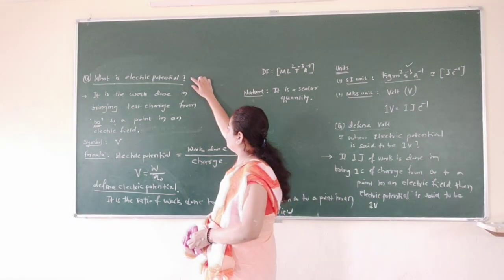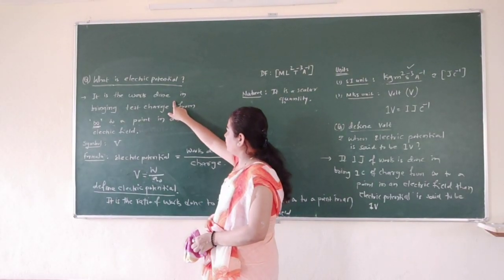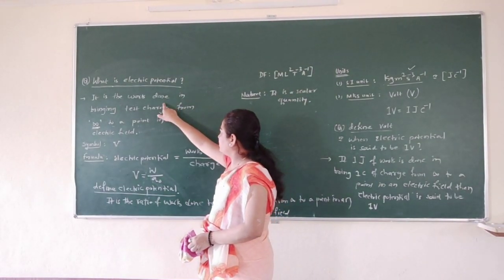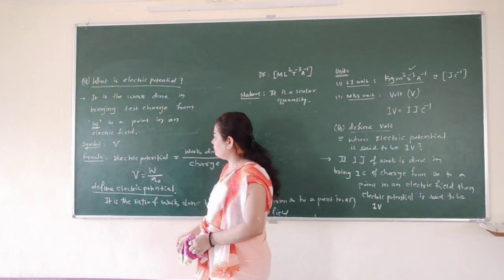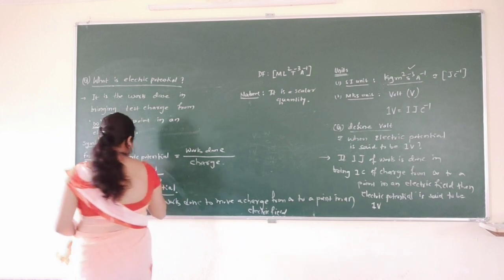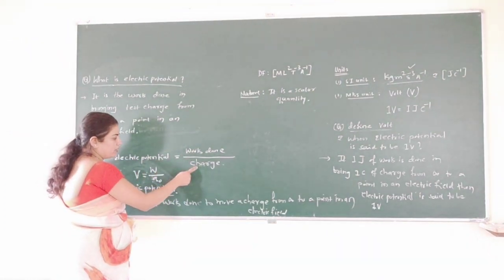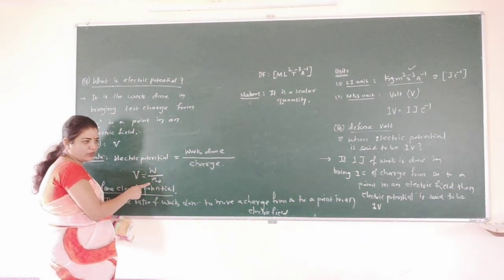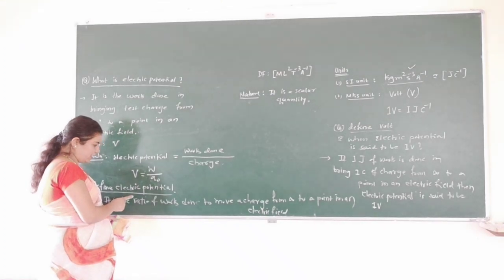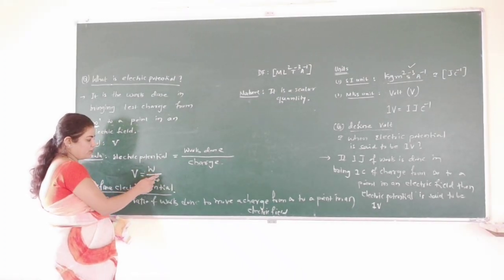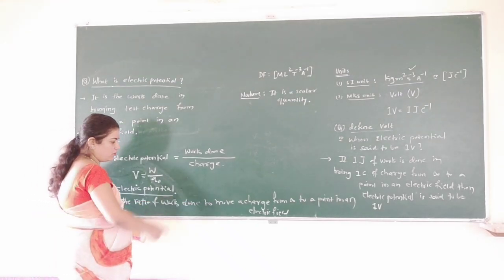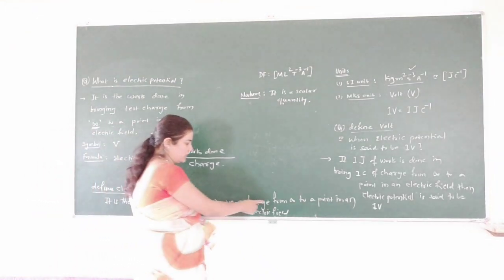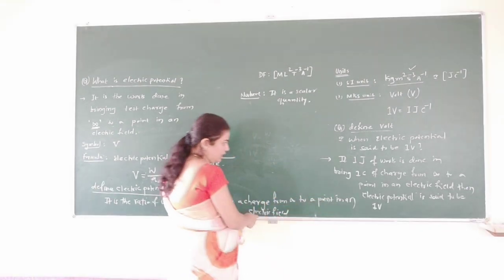So electric potential, what is electric potential? It is the work done in bringing a test charge from infinity to a point in an electric field. Symbol is V. Formula: electric potential is equal to work done divided by charge. This is symbolic. And to define electric potential, if you write the equation, then you can write the definition. It is the ratio of work done to move a charge from infinity to a point in an electric field.